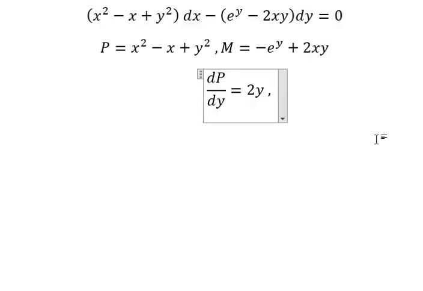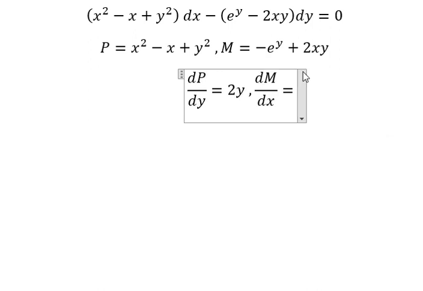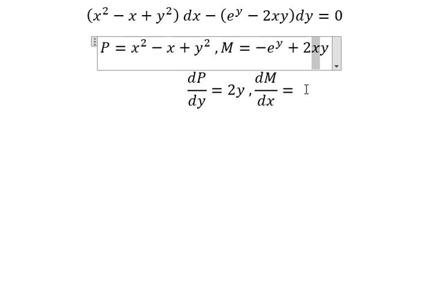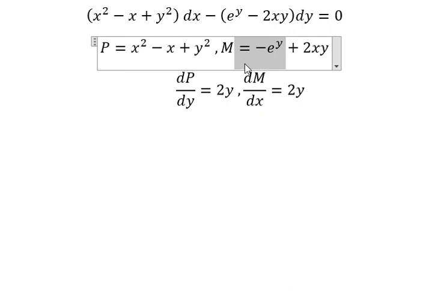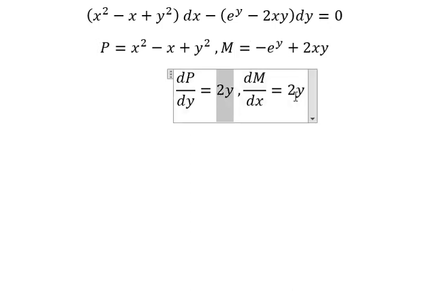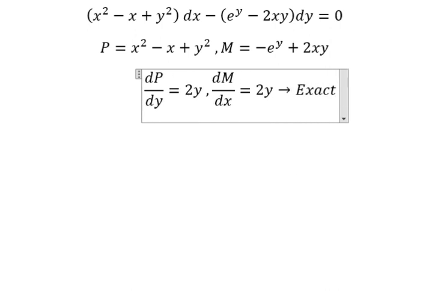That means we need to do first the derivative of m with respect to s. So we just have only this one, and you got number 1. So we have 2y. This one, that is not about s, so you got number 0. So we can see that this one and this one, they are the same. So that is about exact.